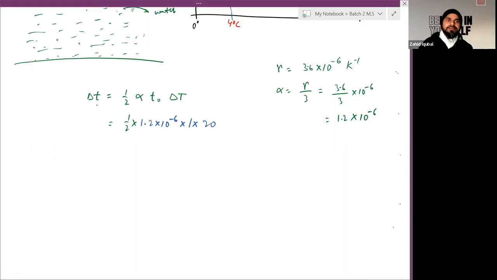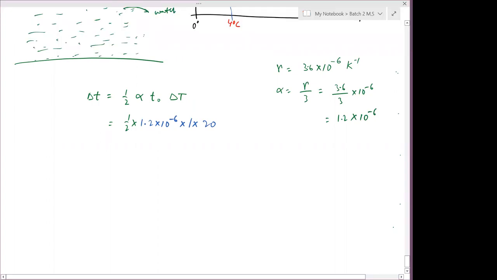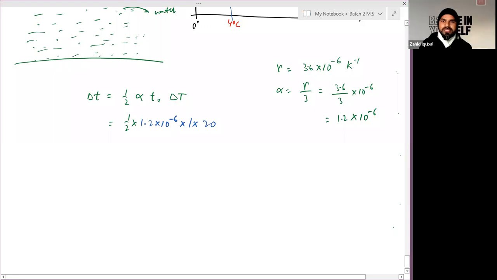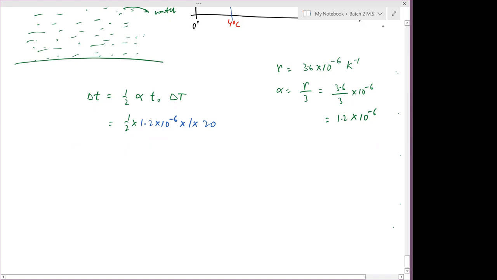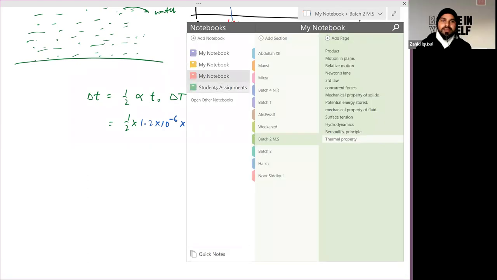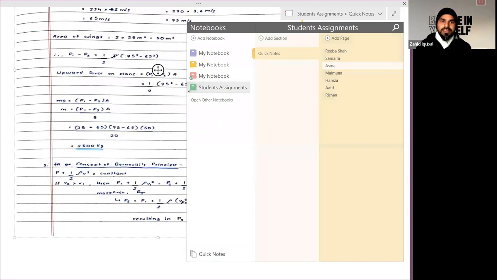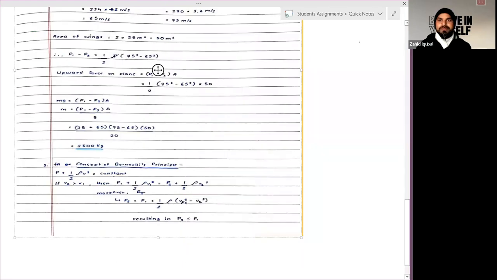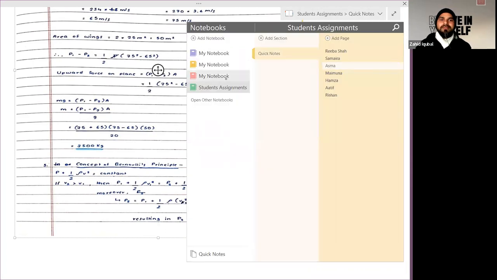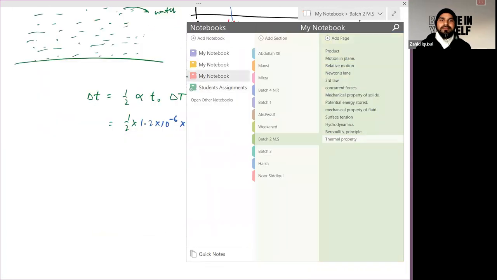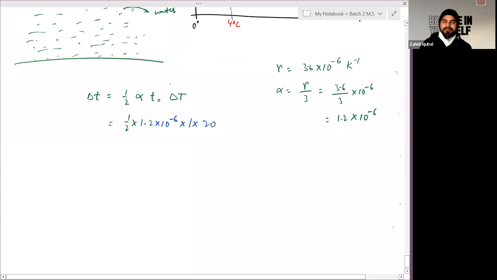Any more doubt? No, sir. I think this question is from assignment. Yes, sir. And I haven't got any assignment of this particular part yet. Last, I got Bernoulli's principle. Okay.